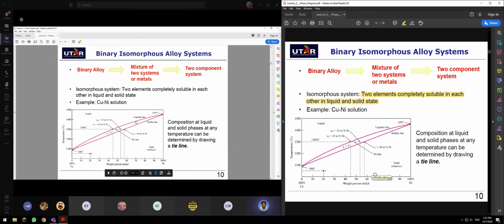All right. So this is your phase diagram, and here temperature is given in degrees Celsius, and here weight percentage of nickel. Students always make mistakes on the x-axis. Here it means 0 weight percentage of nickel, and here 100 weight percentage of nickel. It means 0 weight percentage of copper, and here 100 weight percentage of copper.